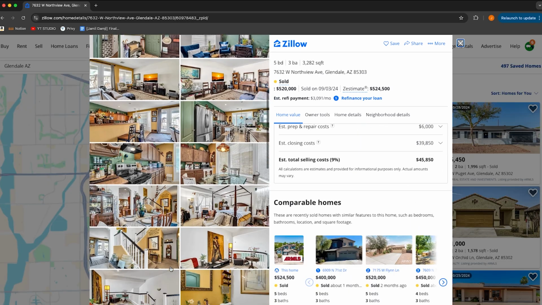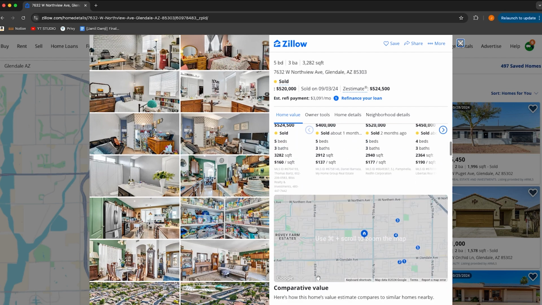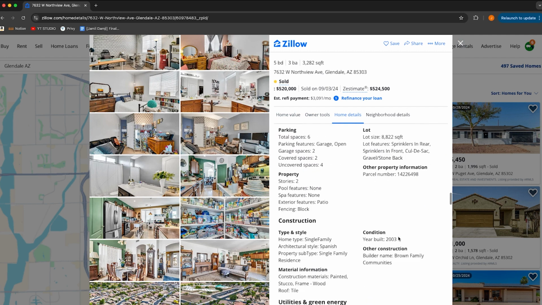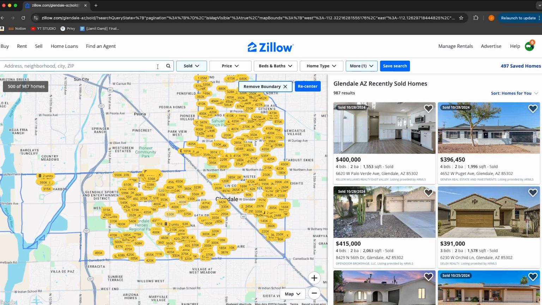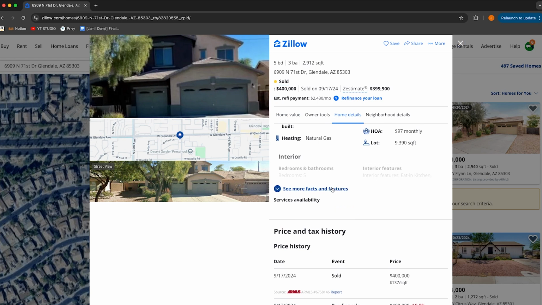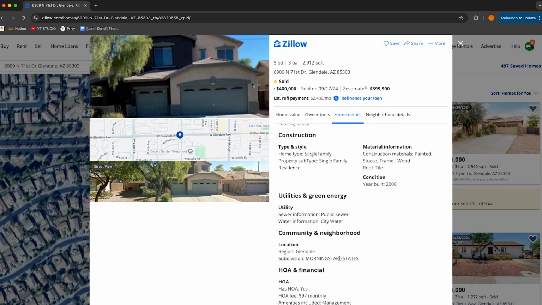So this doesn't look super remodeled. Definitely lived in, but not like remodeled. This was built in 2003, 8,800 square foot lot. It's in the Orangewood Estates. So maybe that can help us to see if we are in the same area here. Let's dive down a little bit, see more facts and features. So this is Morningstar Estates, not the same subdivision. So can't use that one.